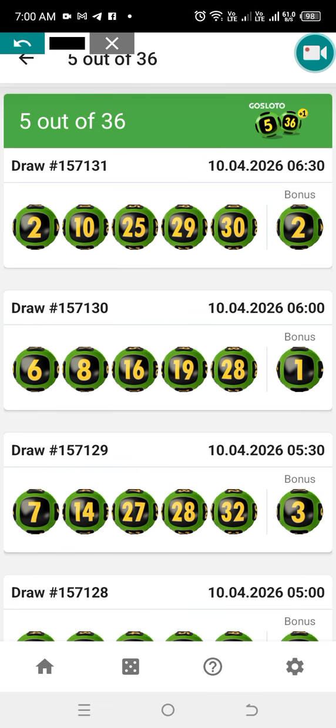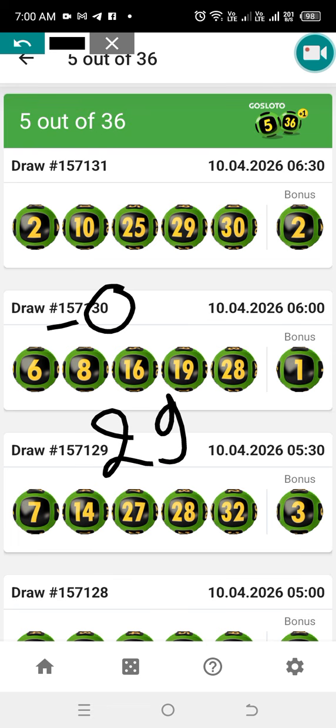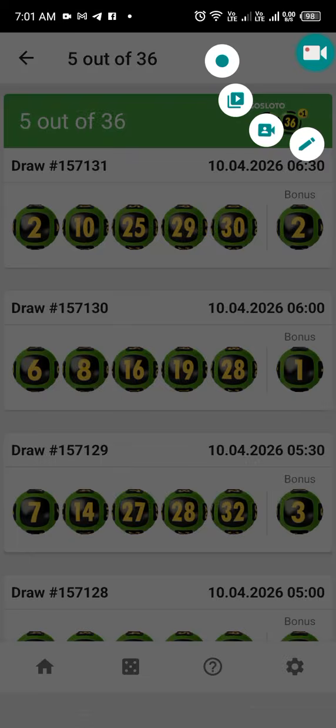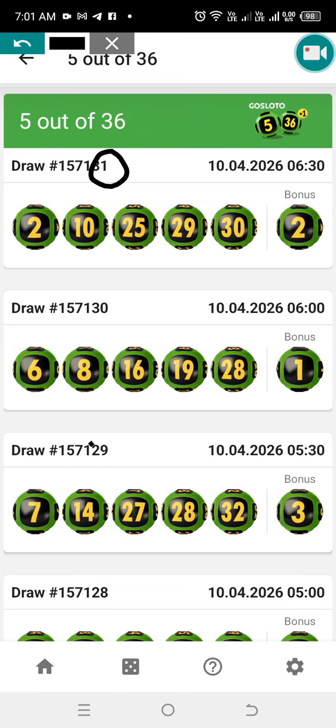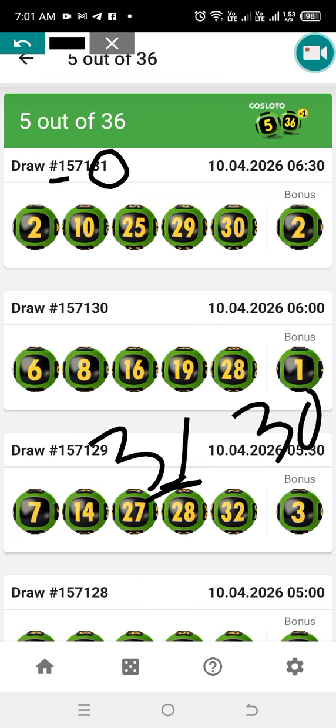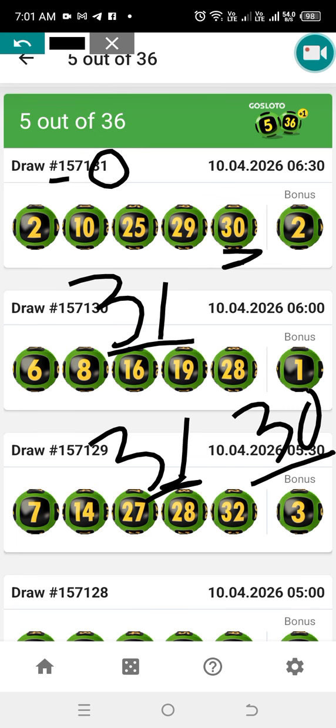Then here we have a 30. 30 minus 1 is 29. 29 is sitting there, even a 30 as it is. Here we have a 31. 31 minus 1 is 30. Since 30 is sitting there, we can do plus 1. It means 31 or 30 between them.